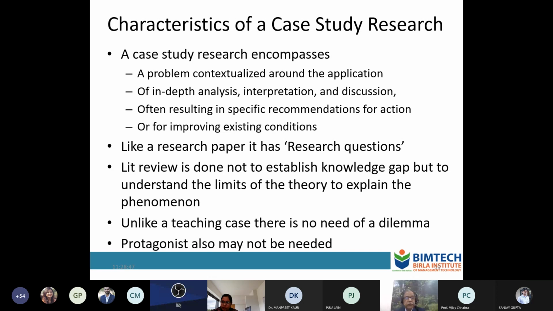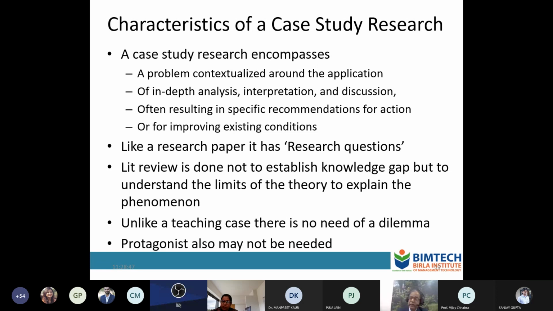Why? Because it is easy. With your deep knowledge, you can pick up a context and study a phenomenon which is related to the course very well, and you stop there. A teaching case cannot be converted into a research case unless you do fresh thinking.